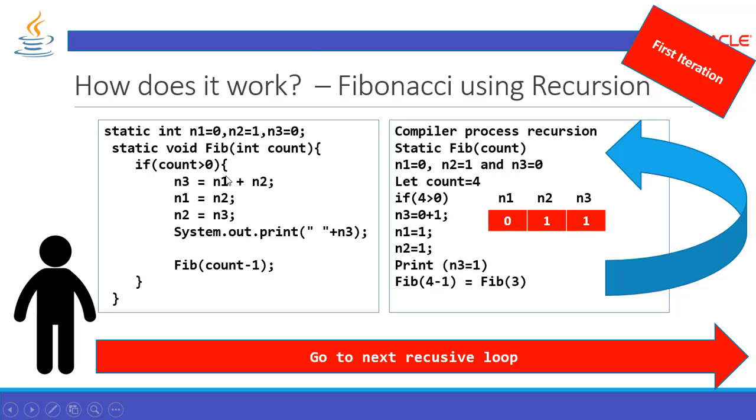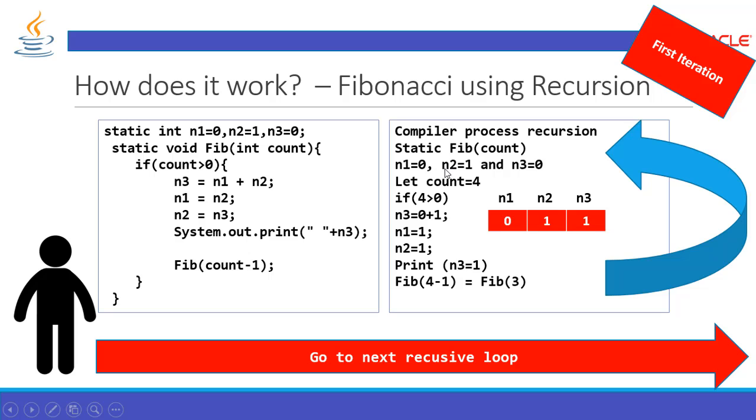Now let's take a look. It is the best example to understand here. Let's take a look at this code. Static int n1, n2 and n3. These are the initial numbers we consider. Now fib is a method where we have the count. This is nothing but the limit of the series. Now, count is greater than 0. This is the if condition, and n3 equals n1 plus n2, n1 equals n2 and n2 equals n3.